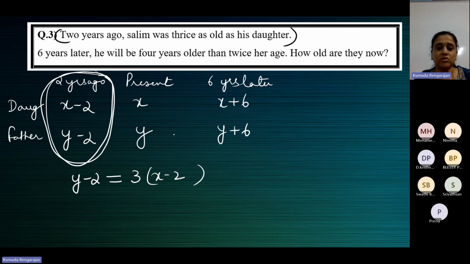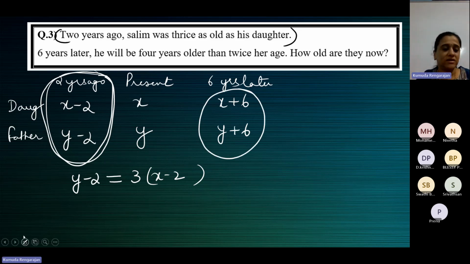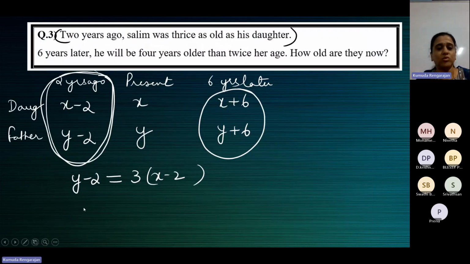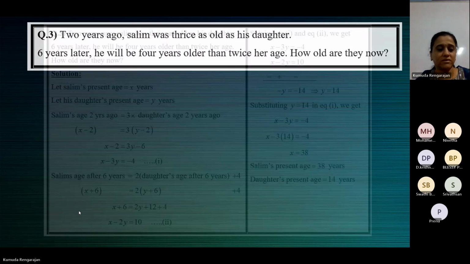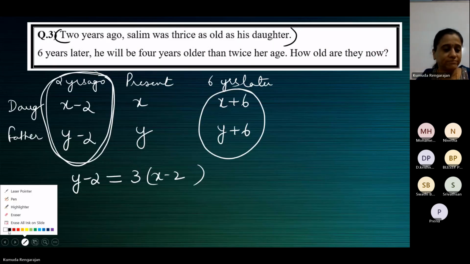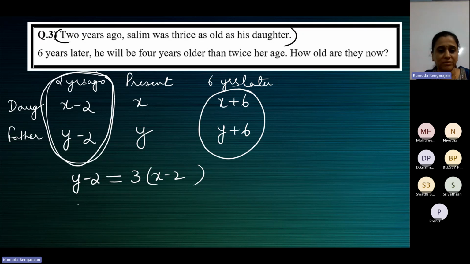Now, 6 years later, so you have to use only these ages. 6 years later, he will be. He means who? Salim. Salim will be. Salim is y plus 6. Salim will be equal to, will be 4 years older than twice her age.